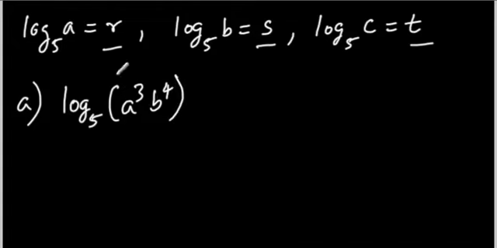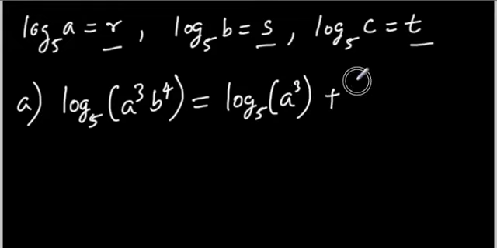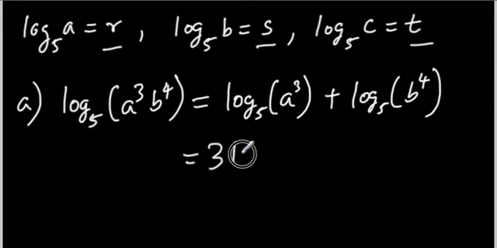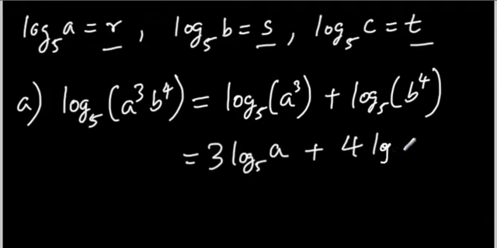So first split, don't bring the exponents down. Split them first. So what this would equal is log base 5 a cubed plus log base 5 b to the power of 4. Now that they're split, I can bring the exponents down. So this is equal to 3 log base 5a plus 4 log base 5b.